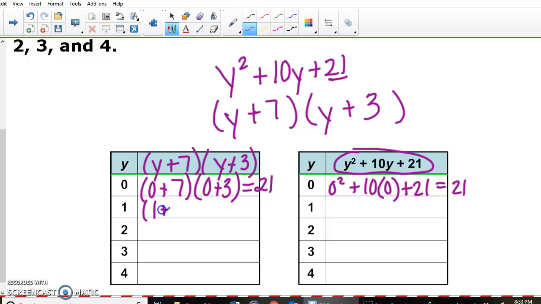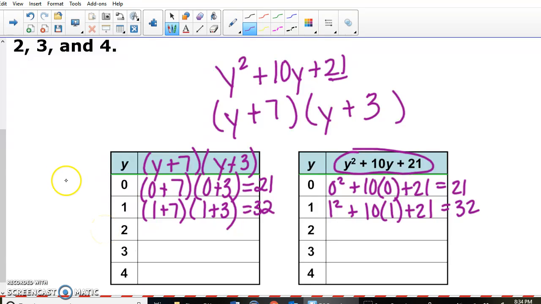Okay, let's try it with 1 now. So 1 plus 7 and 1 plus 3, so I'm going to have 8 times 4 gets me 32. Plug in 1 over here as well. Okay, I'm going to end up with 1 squared is 1, plus 10 times 1 is 10, so 1 plus 10 is 11. 11 plus 21 gets me 32, so the same as over on the left side there.